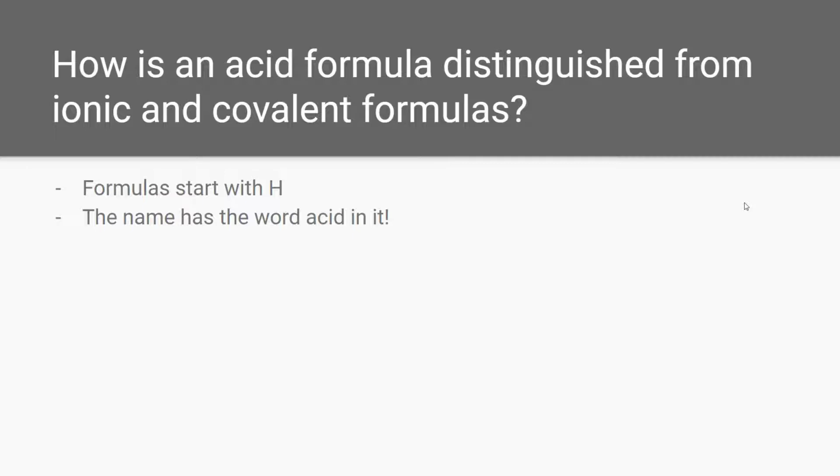Okay, to start off with, how is an acid formula going to be distinguished from ionic and covalent formulas? As we discussed in class, acid formulas are, for the most part, identified by the formula starting with the element hydrogen. The names of acidic formulas are self-identifying because they actually have the word acid in them, so they won't be too difficult to identify.